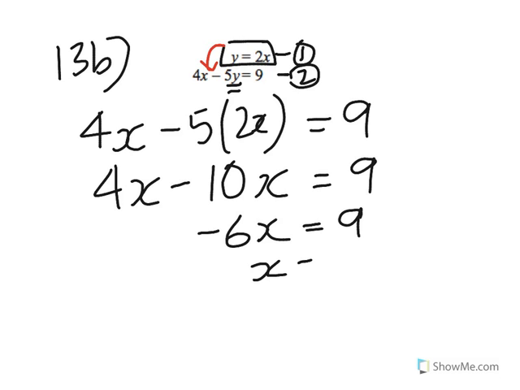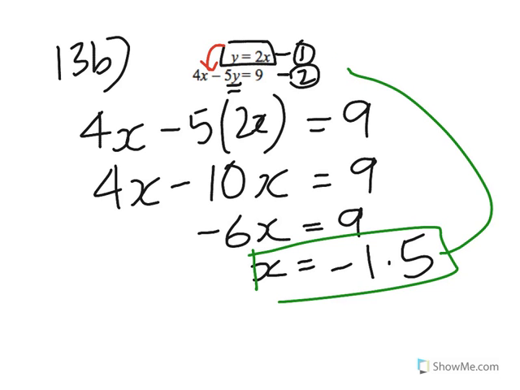And dividing both sides by negative 6, we're going to get x is equal to 9 divided by negative 6, which is negative 1.5. Now we have a value of x. So all we have to do is take this value of x and substitute it back into any of the equations. So I'll substitute into equation 1, since equation 1 is easier to solve.